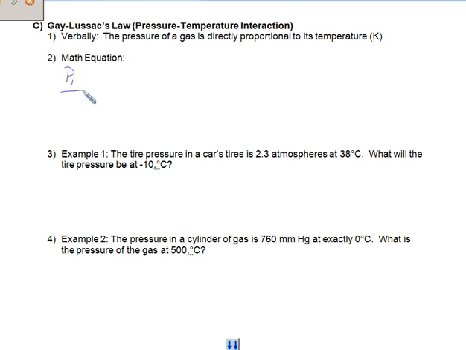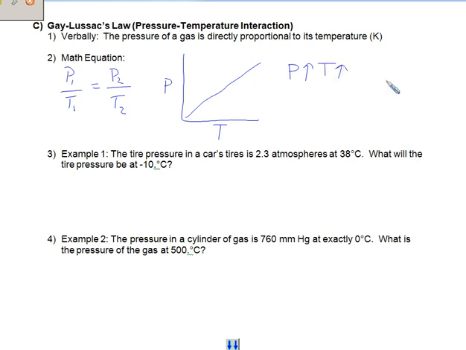So P1 over T1 equals P2 over T2. This is a direct relationship. If we were to graph temperature as the independent variable and pressure as the dependent variable, as the temperature increases, we see the pressure increase in a linear fashion. So as pressure increases, temperature also increases.